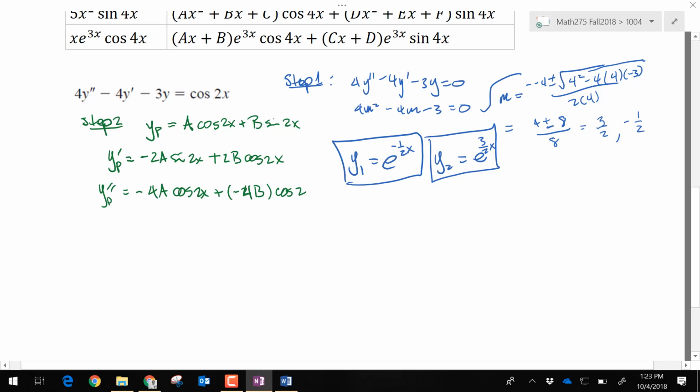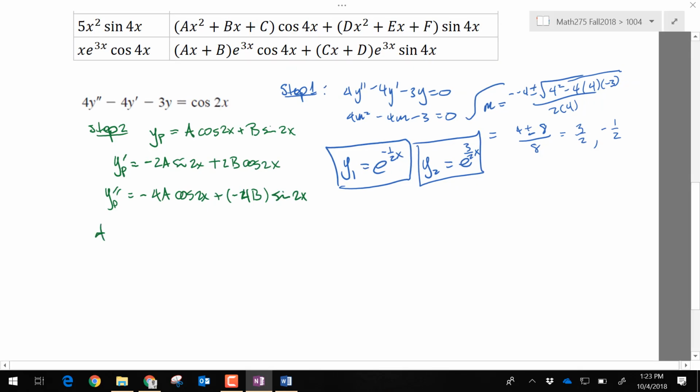That's a sine 2x. We'll take all those and put it back into the differential equation for y double prime, y prime, and the original y. Set it equal to 2x and see if we can put things together. So we have 4 times y double prime. That's a minus 4a cosine 2x minus 4b sine 2x.